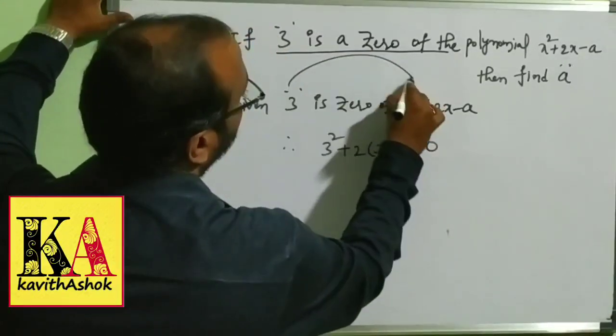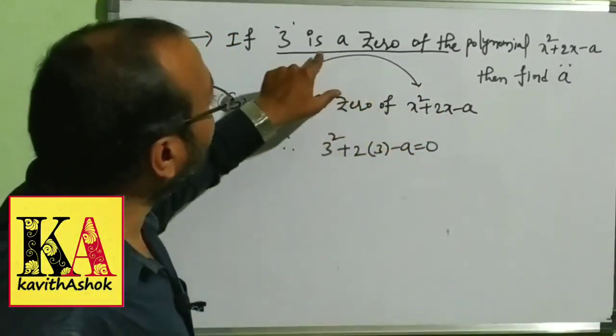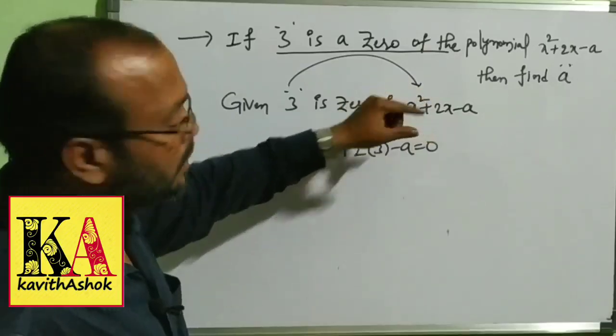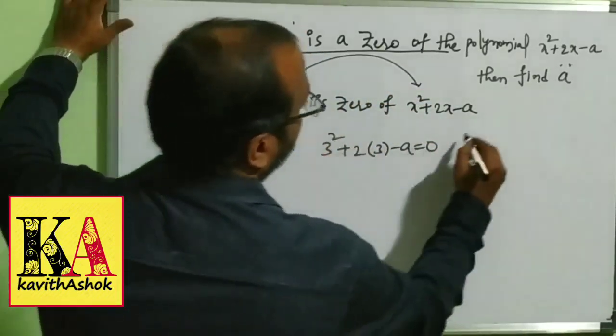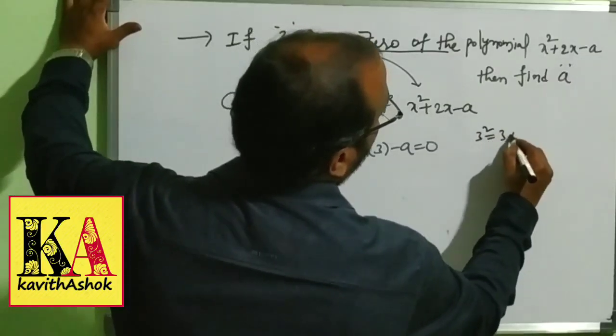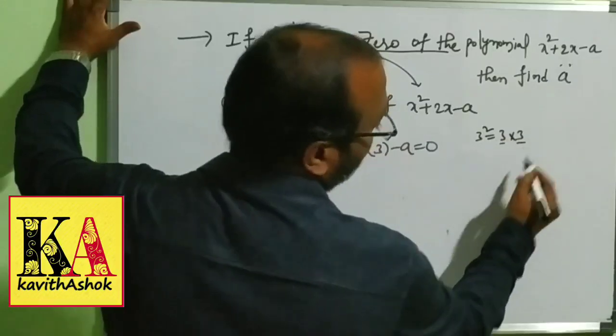So we will substitute 3 in the place of x. Automatically it will become 0. Why? Because he only says that 3 is a zero of the polynomial. So by substituting 3, we get the answer 0. Right? 3 square, we already know 3 square means what? 3 into 3. Don't tell 3 into 2 value 6. 3 square in the sense 3, 2 times.